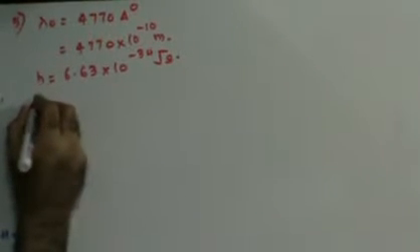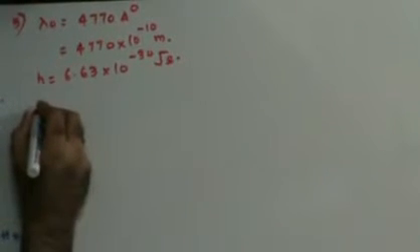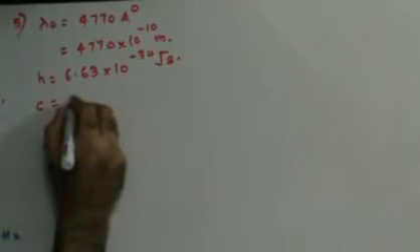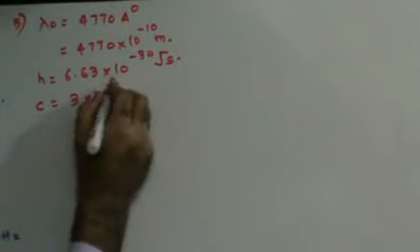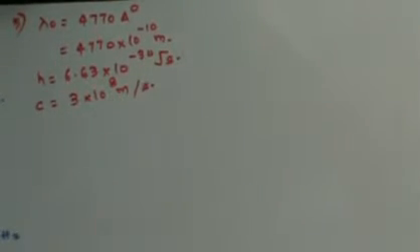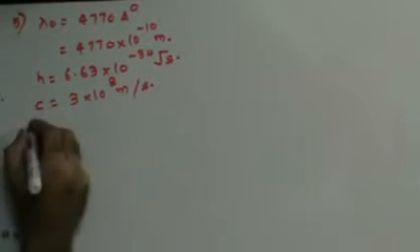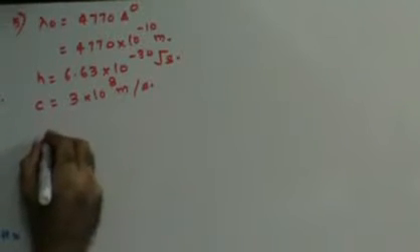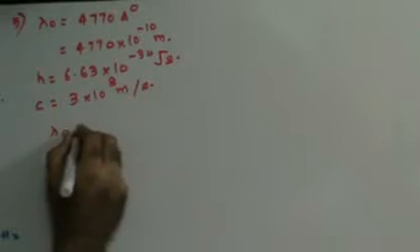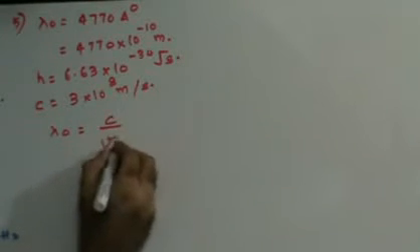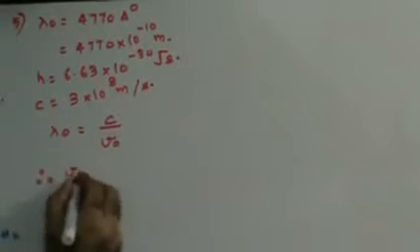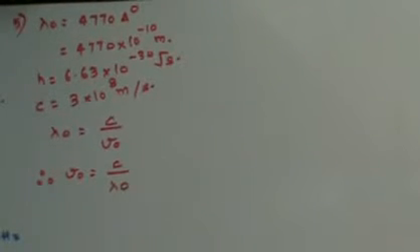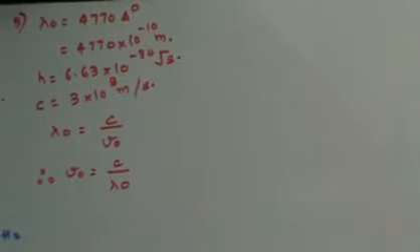Now, we know that Planck's constant is 6.63 into 10 raised to minus 34 joules second, and velocity of light is 3 into 10 raised to 8 meters per second. Now, let's see this. They've asked you to find out threshold frequency. We've been using the formula threshold wavelength is c upon threshold frequency. All you have to do is just revert the formula. So I can say threshold frequency is c upon threshold wavelength. So you should be able to get the threshold frequency.